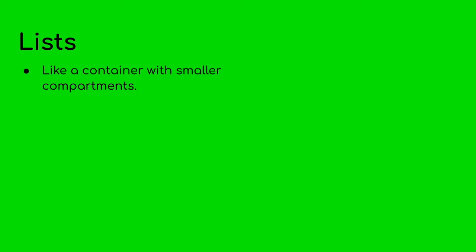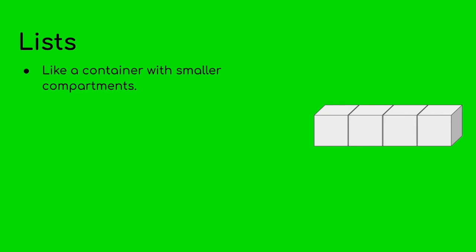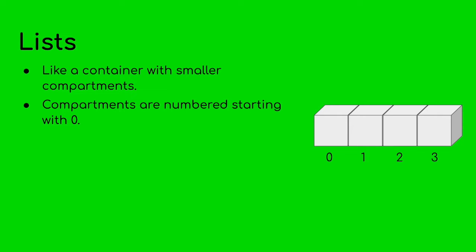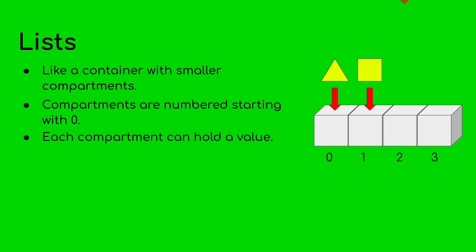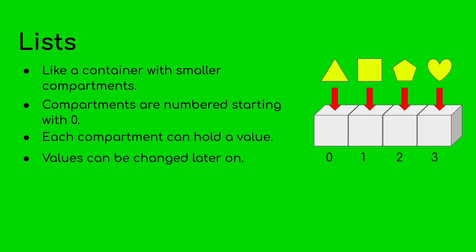So what are Python lists? Well, let's first talk about lists in general. Lists are like a container with smaller compartments, and you can see my graphic here. Compartments are numbered starting with 0. So 0, 1, 2, 3. Each compartment can hold a value, and values can be changed later on. So I'm changing the hexagon into a heart.